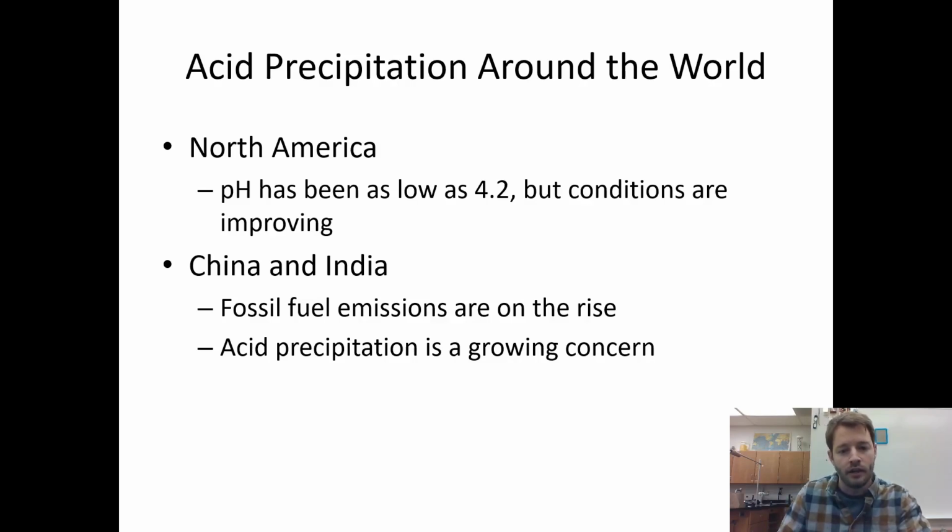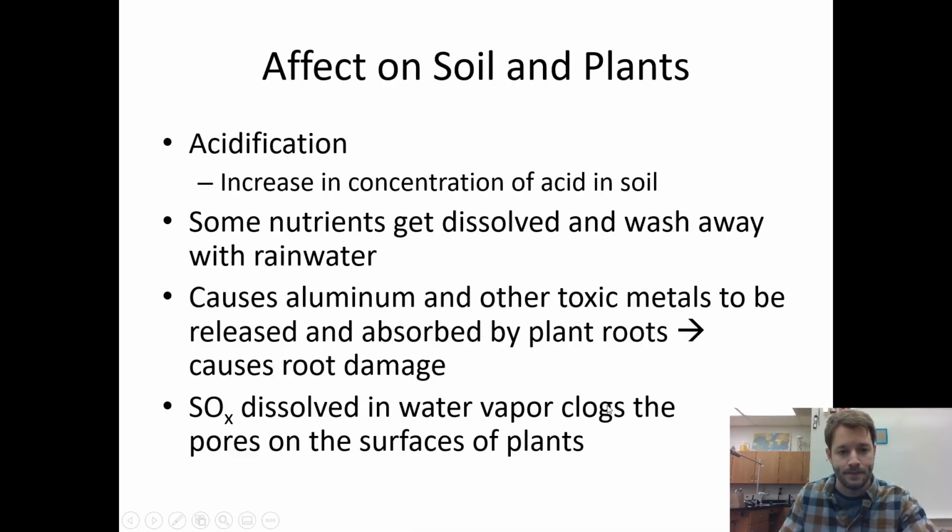China and India, on the other hand, these fossil fuel emissions are on the rise, and their acid precipitation level is going to be a growing concern for many years as they are in that industrial revolution phase, and that phase where more and more people are able to afford vehicles that use internal combustion engines and contribute to these pollutants, nitrogen dioxide, sulfur dioxide, that are going to contribute to acid precipitation.